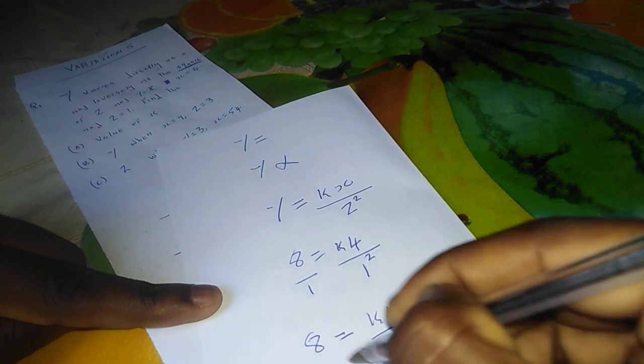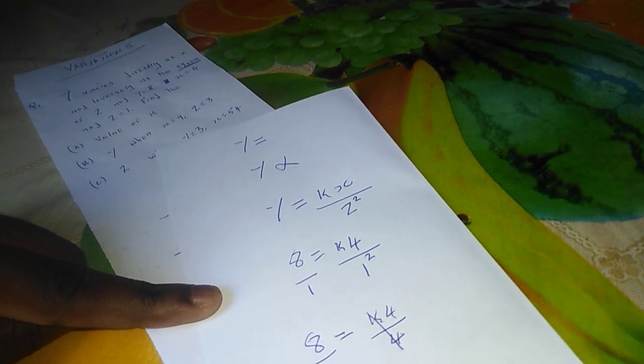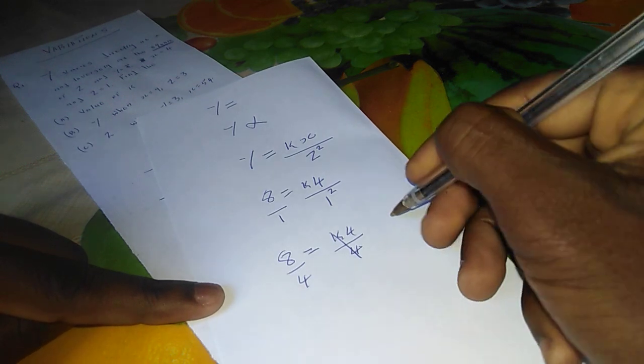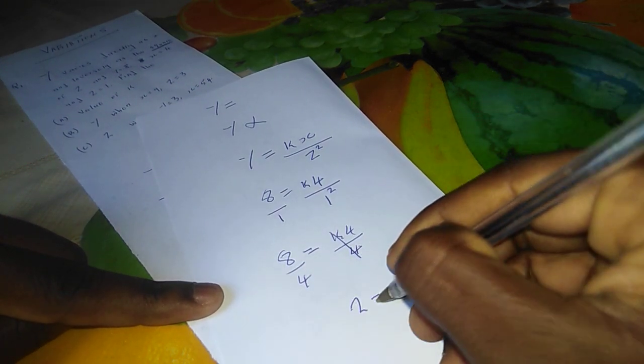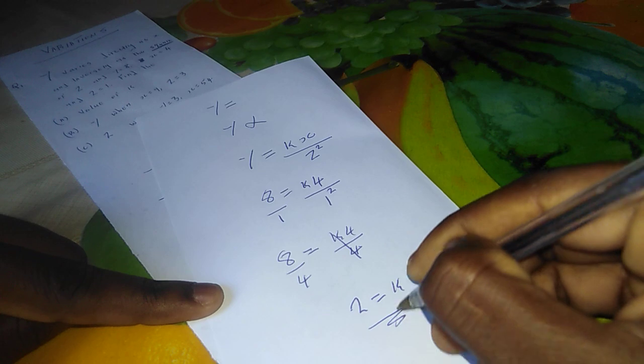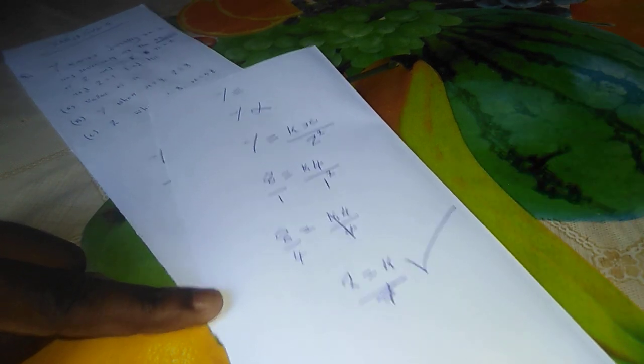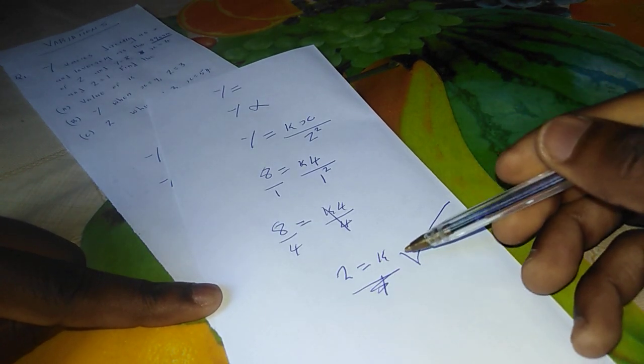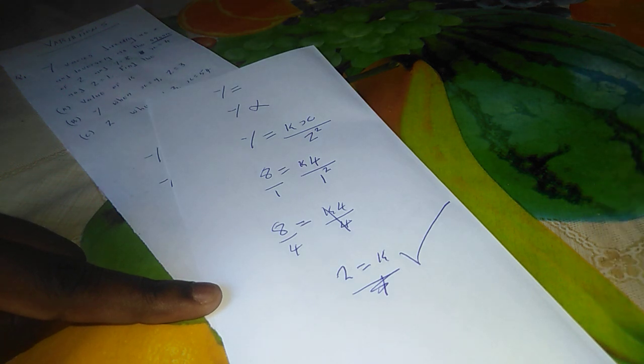I'm finding the value of k. I've divided both sides by 4. This and this, they will go. So I'm going to say 2 is equal to k. So this is my value of k. The value of k here is 2.